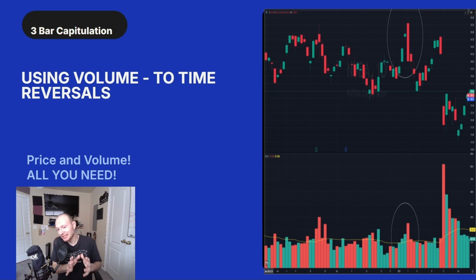We're going to specifically talk about a 3-bar capitulation, although it doesn't have to be 3 bars. We'll talk about that later. But why do bottoms look like this? Why does volume look like this in reversals, tops or bottoms? Why do they look like this?